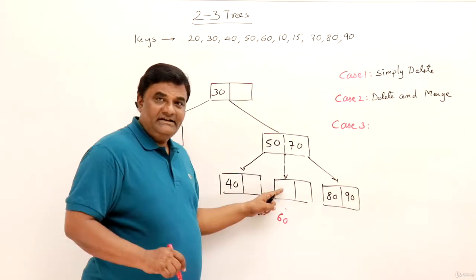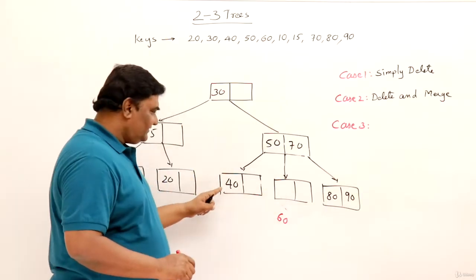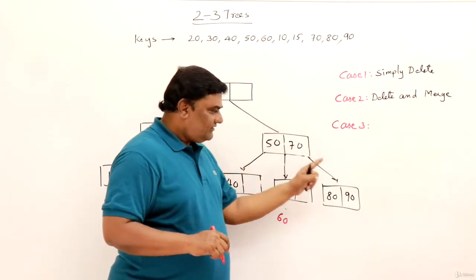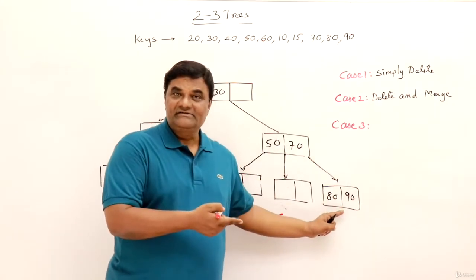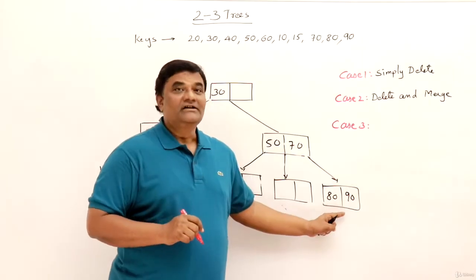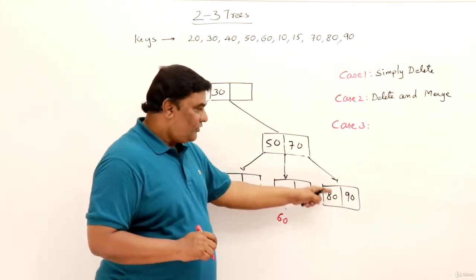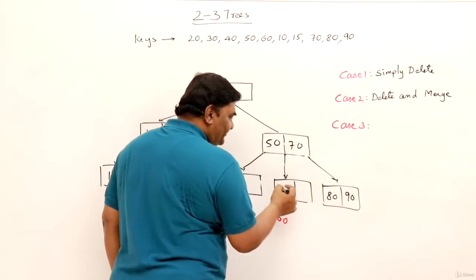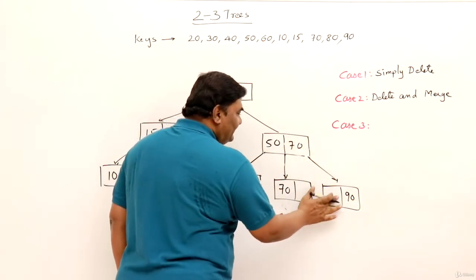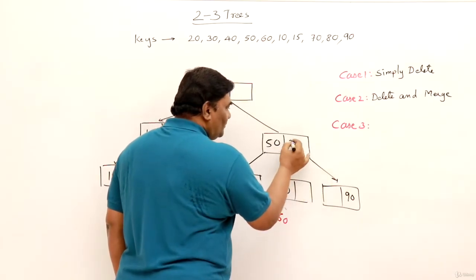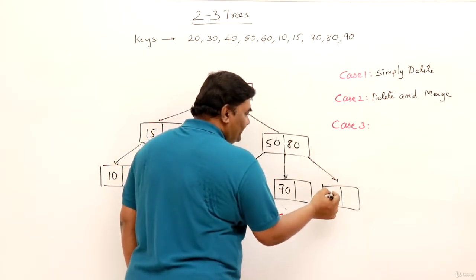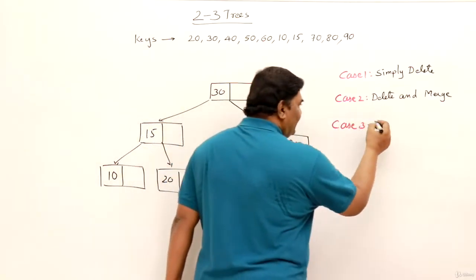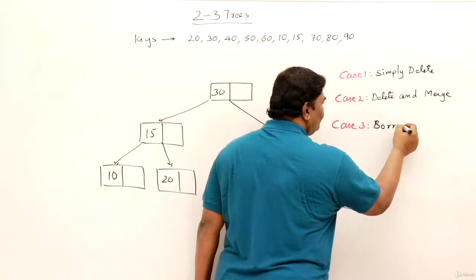Can we borrow a key here? Let us check on the left hand side. This is having only one key. It cannot share it with you. Then let us check on the right side. Yes, it is having two keys. It can share one key with us. So let us borrow a key. Borrowing, we have to borrow via parent. So 70 should come this side and 80 should move into root and 90 should be shifted here. This is borrowing. So third case I have shown you, that is borrow.